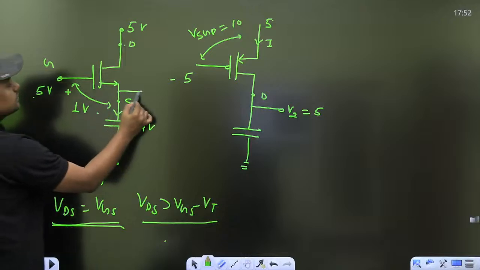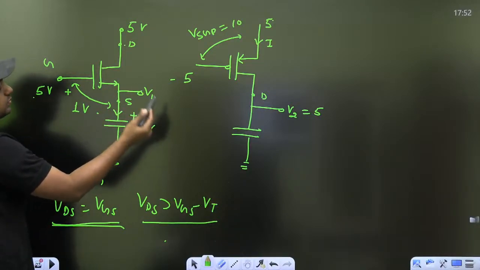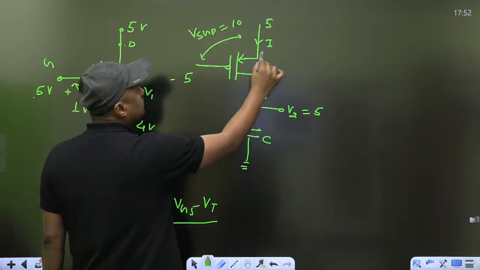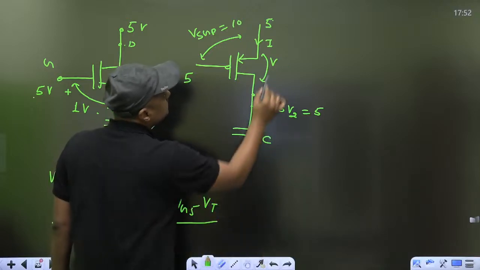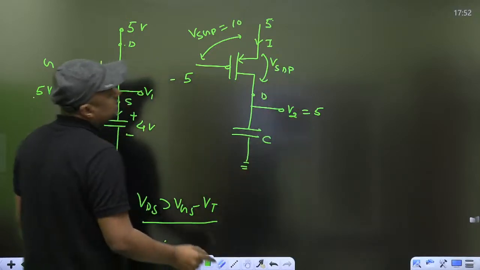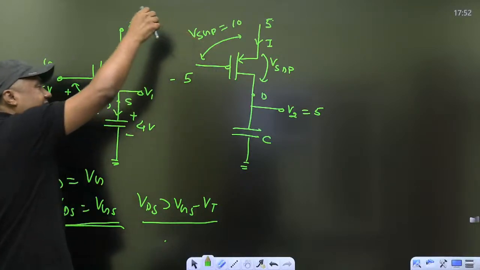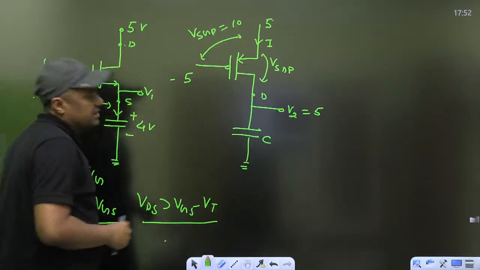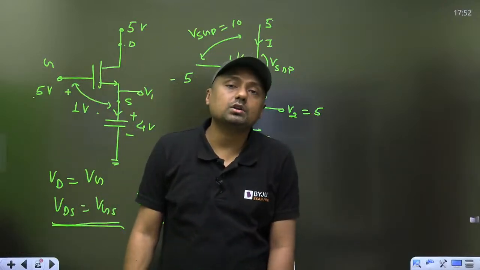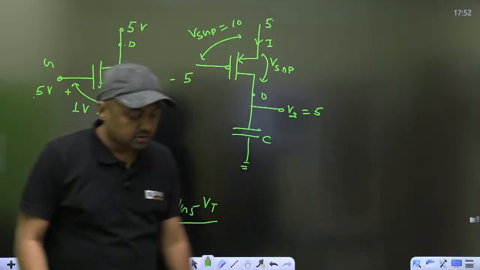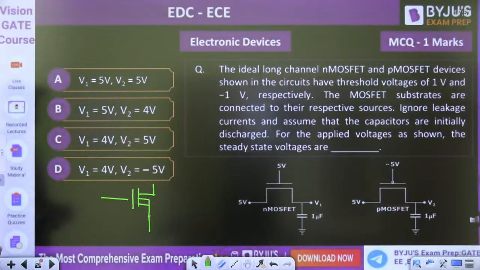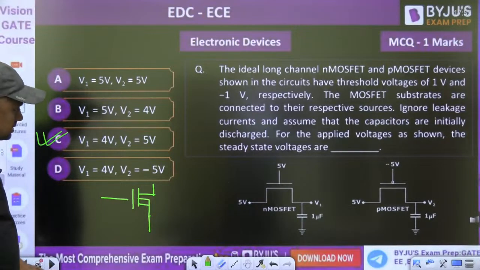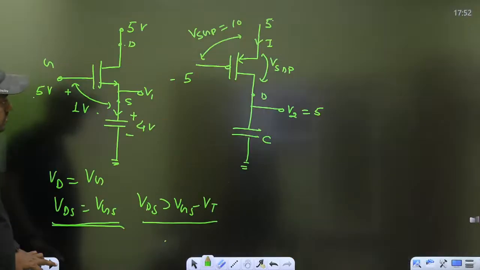And that's why V1 is 4 volt. V1 will charge up to 4 volt, and this capacitor will charge up to 5 volt, no problem, because this is VSDP, which will almost act as a short circuit in the linear ohmic region, guys. So 4 volt and 5 volt, this is the answer. C is the answer. A 1 mark question in electronic devices. Very tricky question. Now next one.